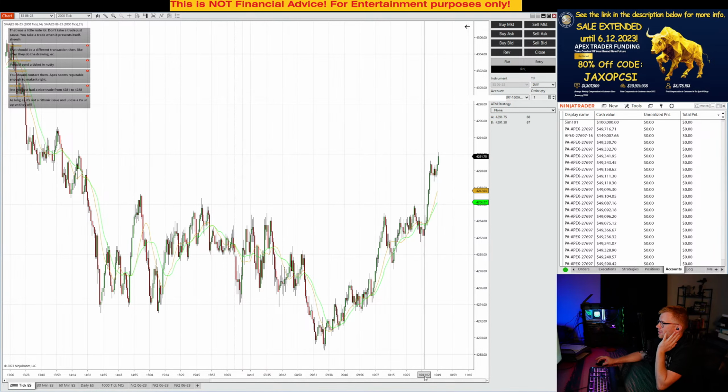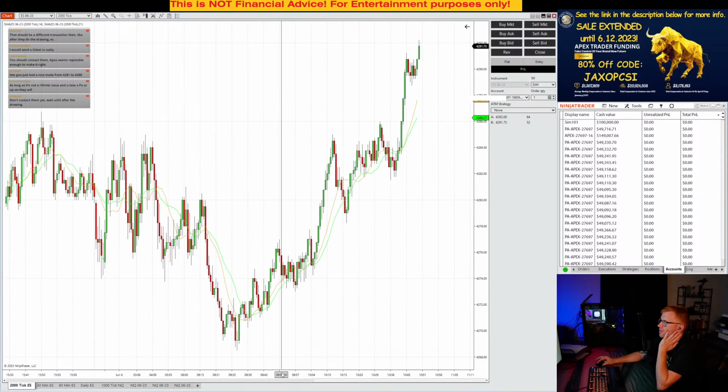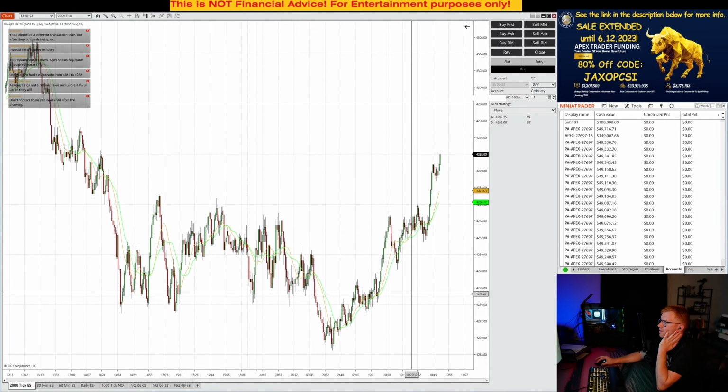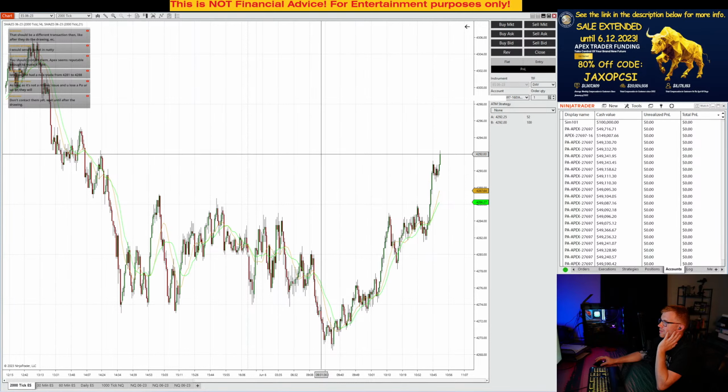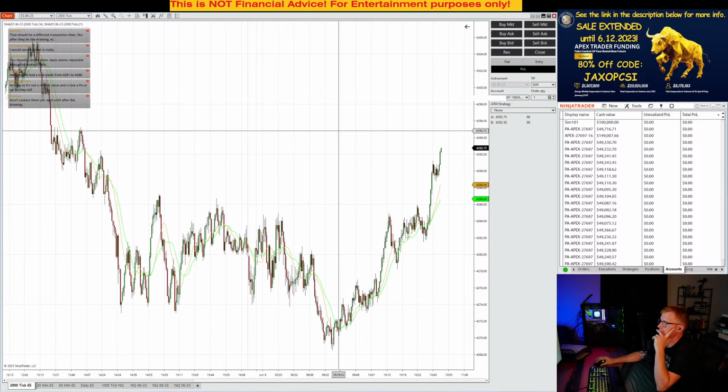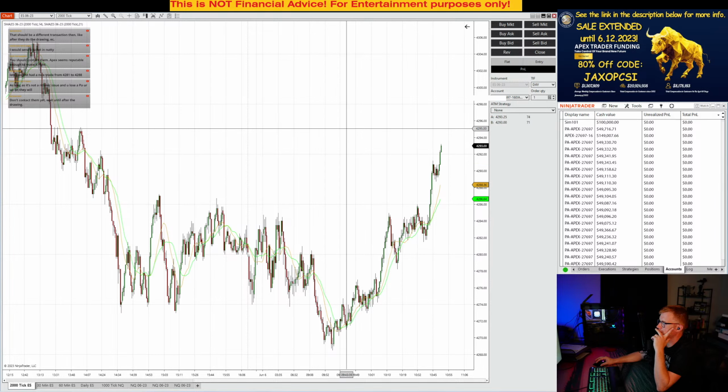And wow, we didn't even get a pullback. The 42.95 range area is going to offer some resistance. Maybe we can get a pullback here.